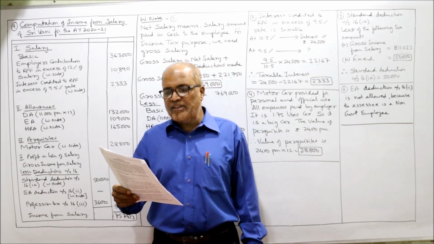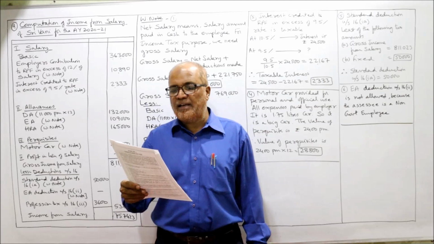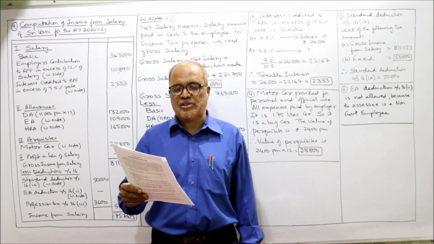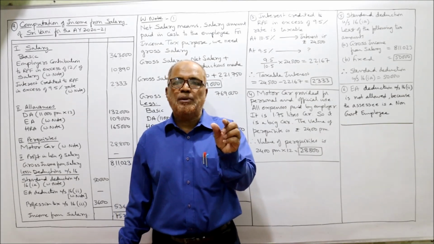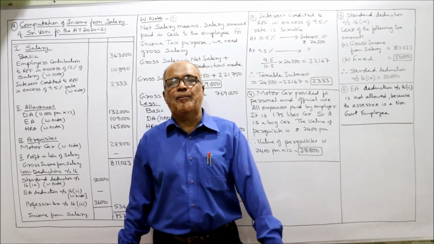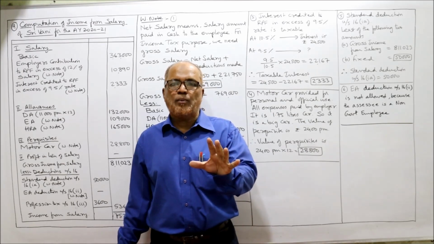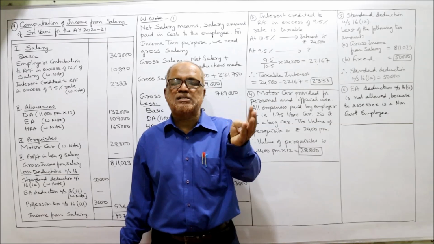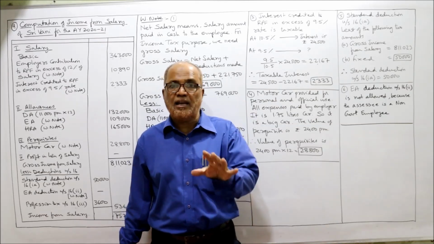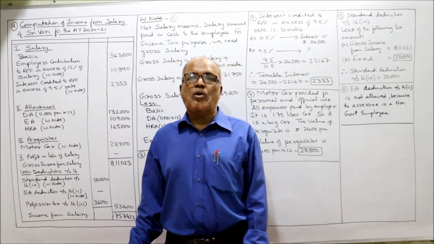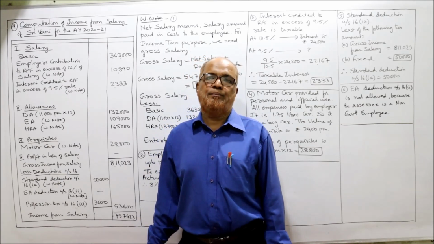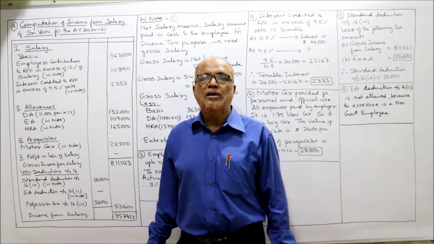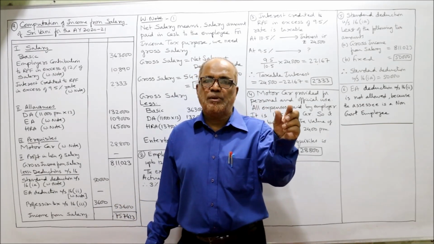Now, he is provided with a car of 1.75 liters for personal and official use, and the employer pays all the expenses. Now see, a motor car is a taxable perquisite for specified employees. Who is a specified employee? Director employee, shareholder employee, or an employee whose salary is more than 50,000. Salary income, whose salary income is more than 50,000 per annum. So his salary income is more than 50,000. He is a specified employee. So motor car is a taxable perquisite.